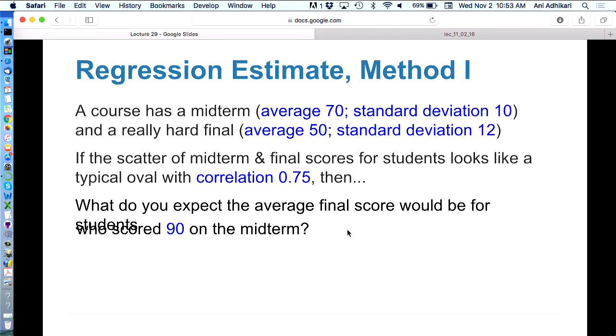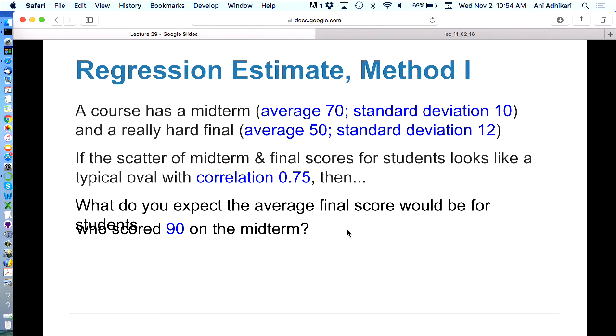Right, 90 points on the midterm is how many standard units? 2. Why is that? It's that many SDs above average. How many points above average? 20 points. 20 points is how many SDs? 2 SDs. So your calculation is 90 minus the average, that's your 20, relative to an SD. So you're given 2 standard units for x. What's your prediction for y? Multiply by r. Take your 2, multiply by 0.75. Your prediction for y is 1.5.